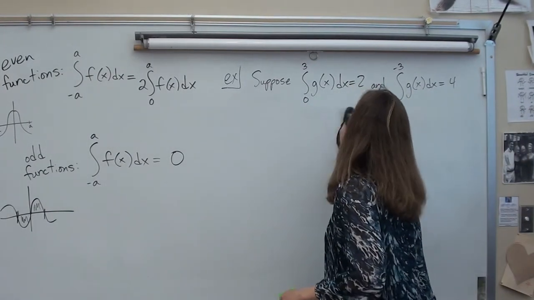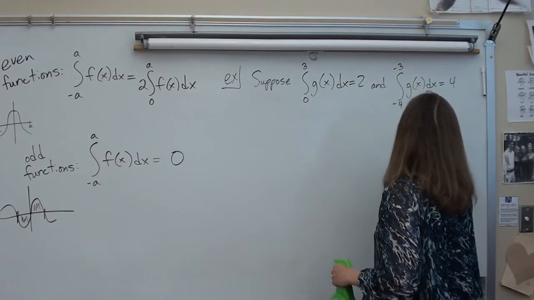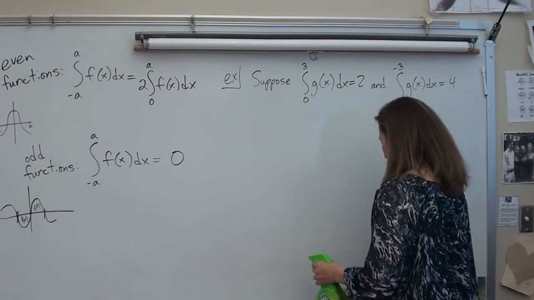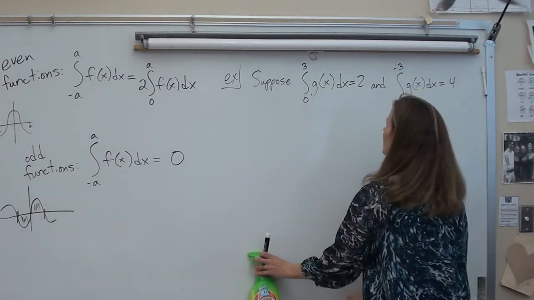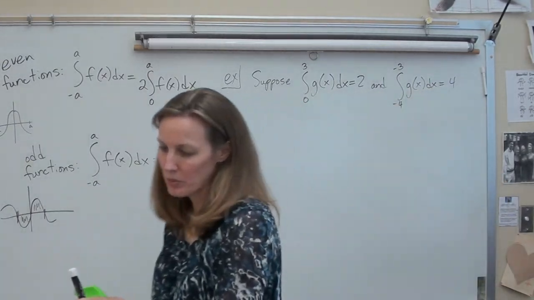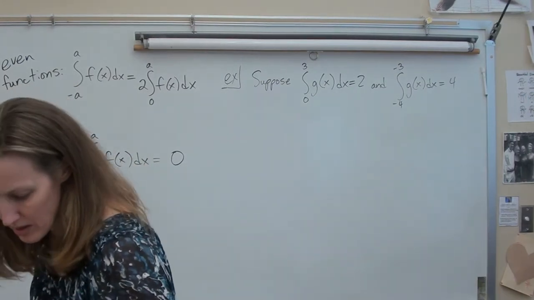So there has to be more above than below if it's a positive integral. That's why it's not made halfway through. Okay, I gotta erase this too. Alright, so last example.